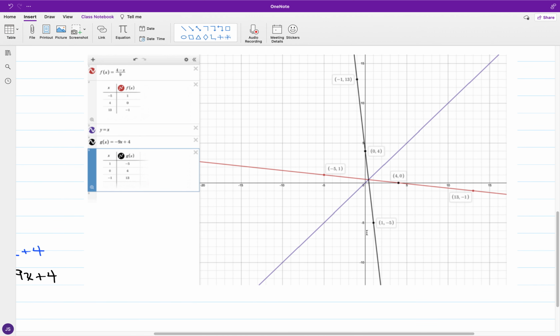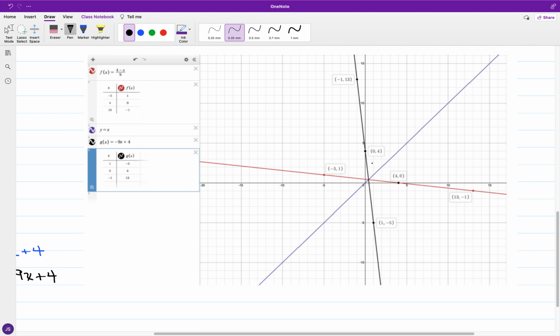For this black line, you have the inverse of the x and y values from the one-to-one function. So we have 1, negative 5 in contrast to negative 5, 1. And where the one-to-one function has an x-intercept at 4, 0, the inverse has a y-intercept at 0, 4. So again, switching the x and the y, you have negative 1, 13 to counter 13, negative 1. And both of these graphs will mirror each other about the line y is equal to x.